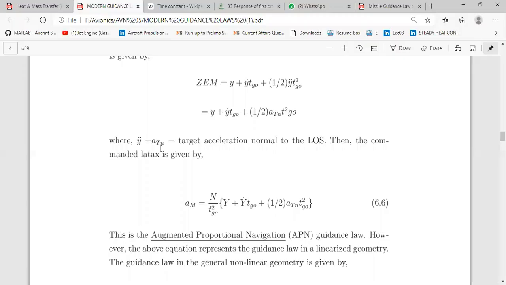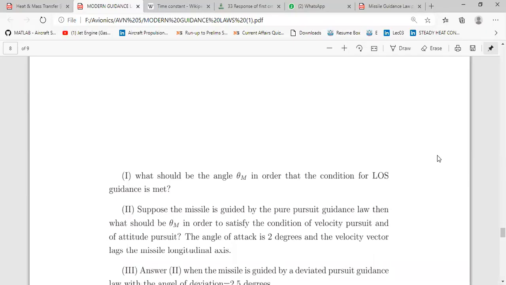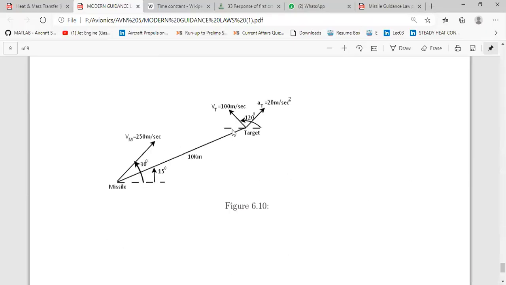Okay. Now ATN is the target acceleration normal to the LOS. Now what is your LOS here? The LOS, and the acceleration direction is given, but it is not normal to the LOS. We need to find out the normal to the LOS. How will we find it out? Now what will be the angle here? The angle is not given. We need to assume the angle.